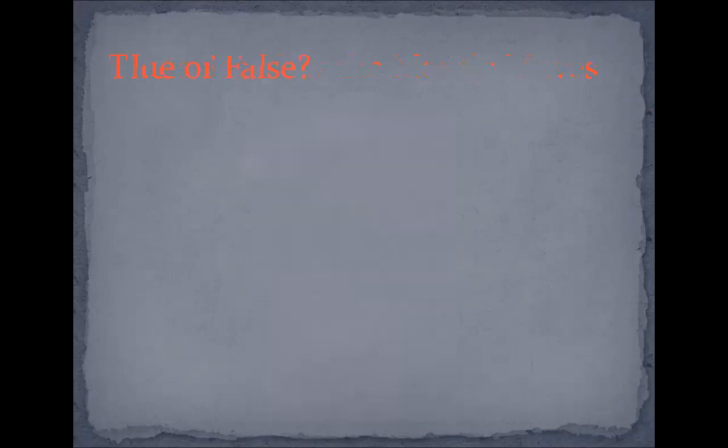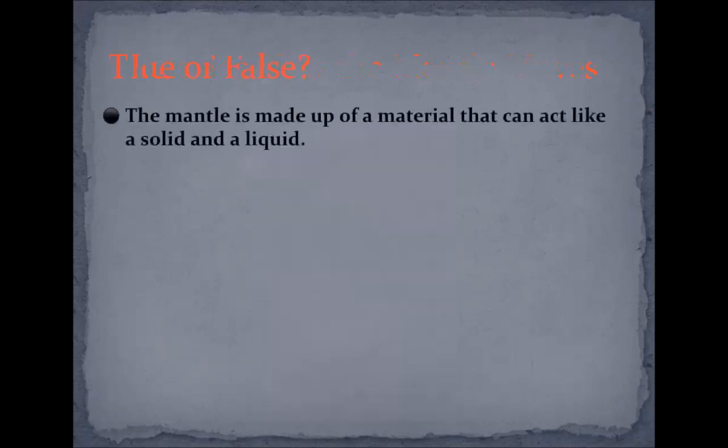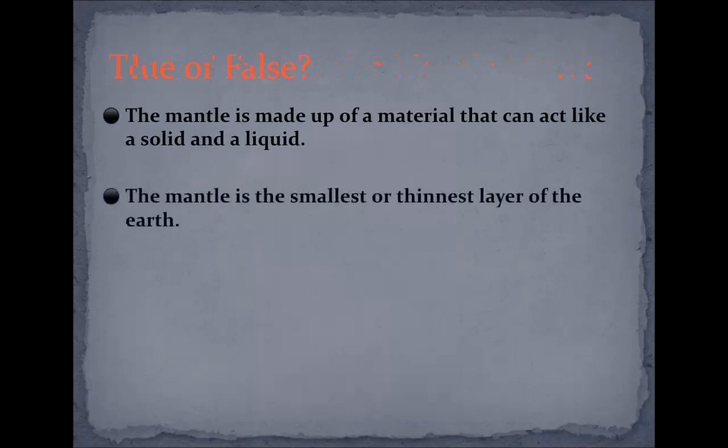All right, true or false? The mantle is made up of a material that can act like a solid and a liquid. It's true. Okay. Next, the mantle is the smallest or thinnest layer of the earth. That's false. Okay, we said that it makes up a big portion.